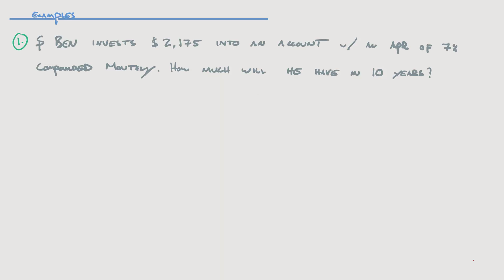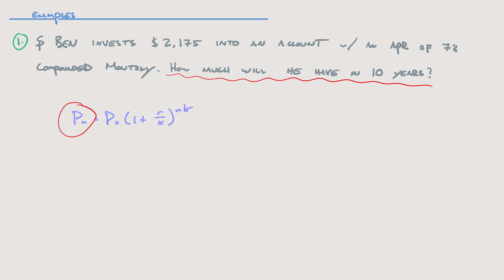All right, example number 1. Suppose Ben invests $2,175 into an account with an APR of 7% interest that's compounded monthly. How much will he have in 10 years? So here's our formula. And essentially what I like to do now is go through the sentence structure and figure out what we know. The first thing I like to do is figure out what am I trying to figure out? We're trying to figure out how much we will have in 10 years. So this is the unknown. All of this other information is given somewhere in the paragraph itself.